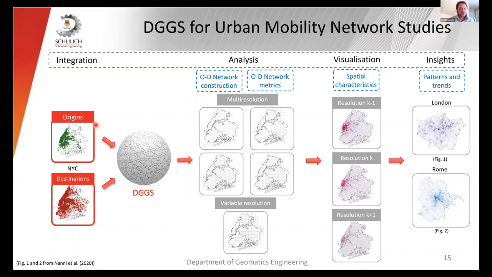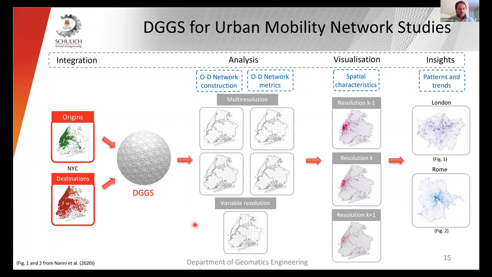So in terms of integration, we know from Harry's talk that a DGGS is highly efficient and suitable for this process. So we can easily integrate lots of origins and destinations into a DGGS framework. Then in terms of OD network construction, we need to create a grid. The DGGS allows us to create this OD network at multi-resolutions, as well as even at variable resolutions. Hopefully you can see here that the cells are at different sizes.